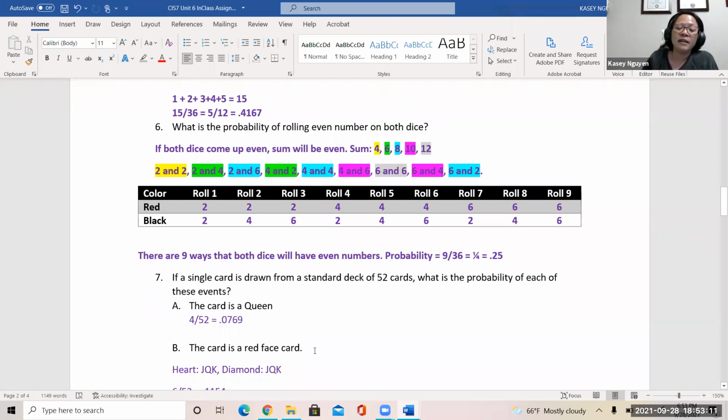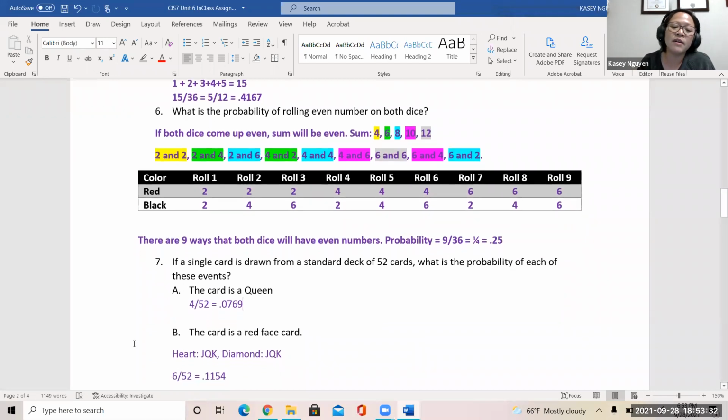Now, in question 7b, it asks you for a card that is red, a red face card, not just red. So there are 2 suits that are red, which is heart and diamond. If you're looking at each of the suits, the face cards for each suit are Jack, Queen, and King.